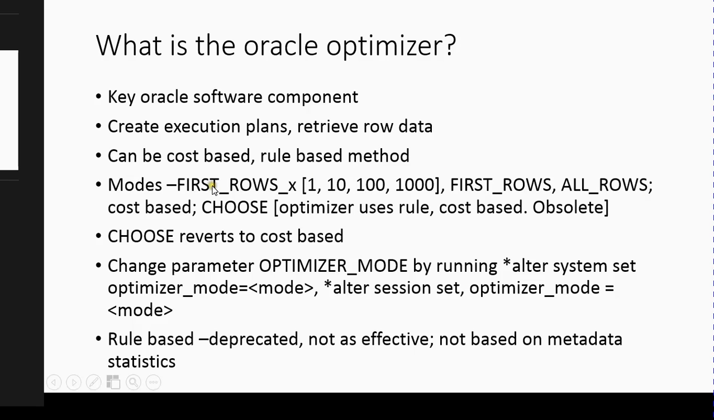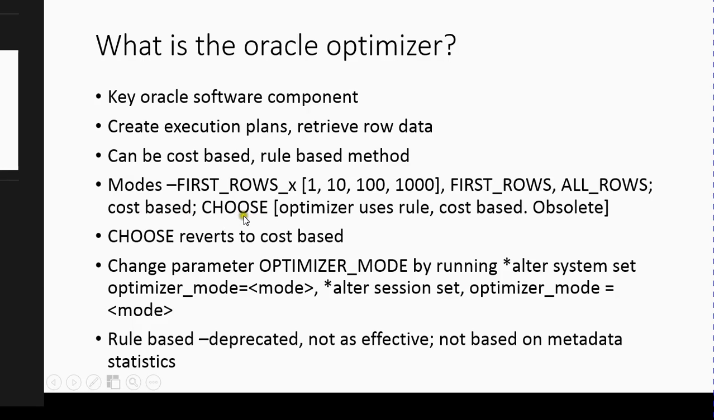So you use first rows to have quick retrievals of the data, and all rows allows the optimizer to take its time in retrieving the rows. It depends on which environment you're in. Again, this is how you enable the cost-based method for retrieving your queries and your raw data.